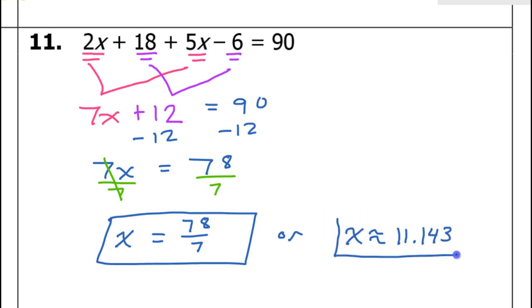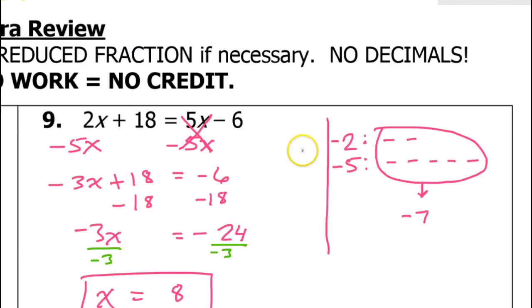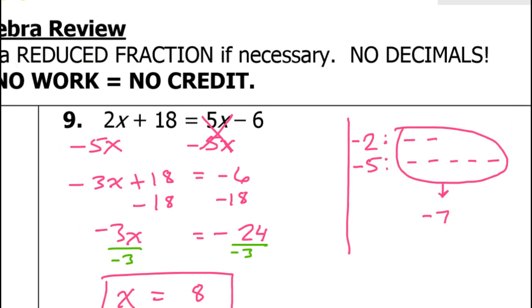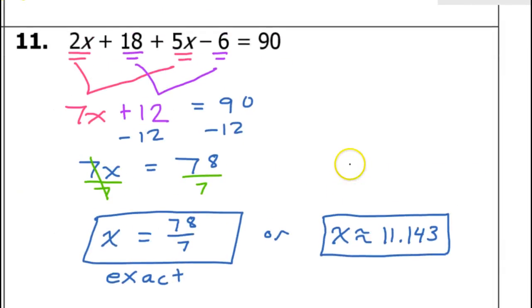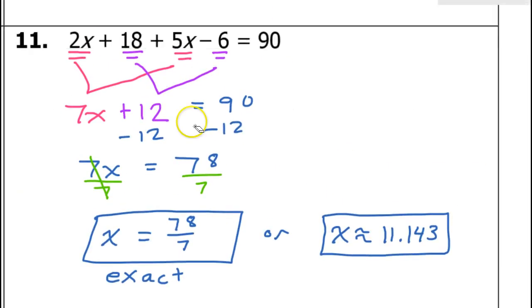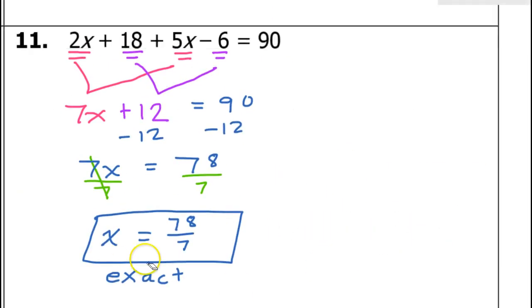Alright, so be prepared to give me either answer. If I ask you for a decimal, you're going to give me this. But if I ask you for an exact answer, if I use this word, exact, as opposed to rounded, then you want to give me the fraction. Alright, I'm looking back at the directions, and it's saying reduce fraction if necessary, no decimals. Okay, so I'm just going to erase the decimal version because the directions made it clear. We want exact.